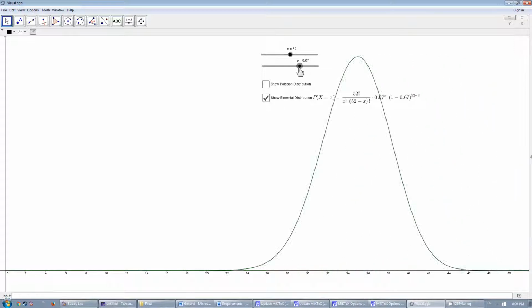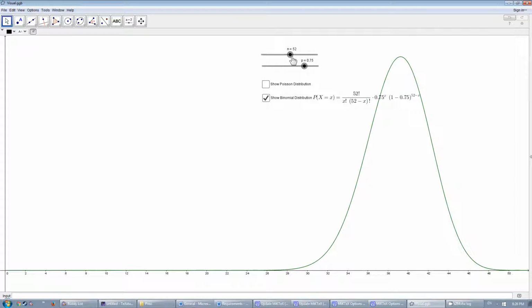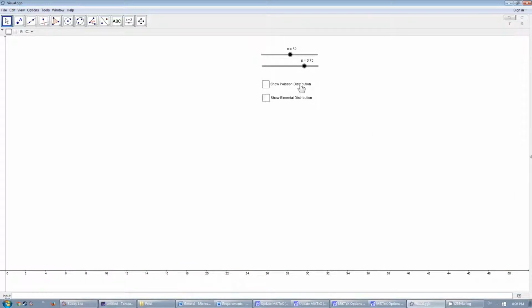So again, we want to find a good approximation for the binomial distribution. We already know we can approximate it using the normal distribution, but what about the Poisson distribution, as the Poisson is also discrete? Now, for the binomial distribution, we have these two parameters, n and p, but for the Poisson distribution, there's only one parameter, m.